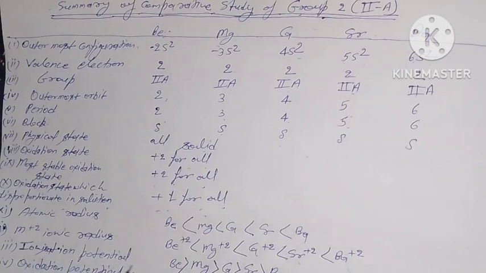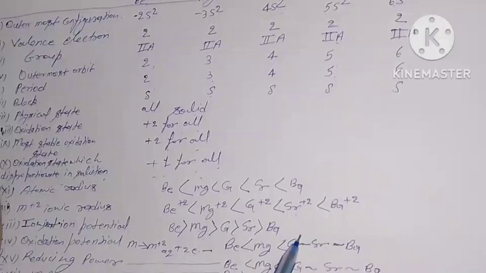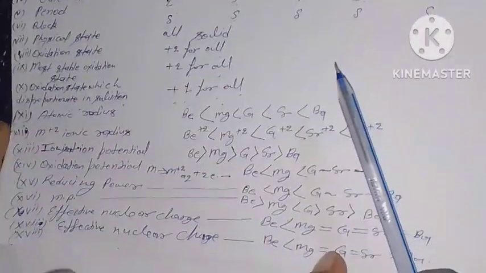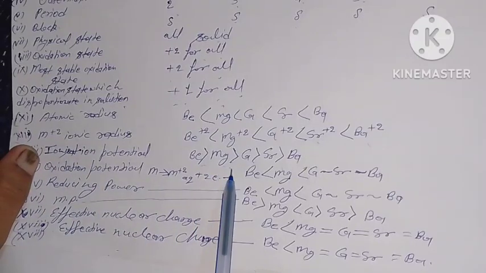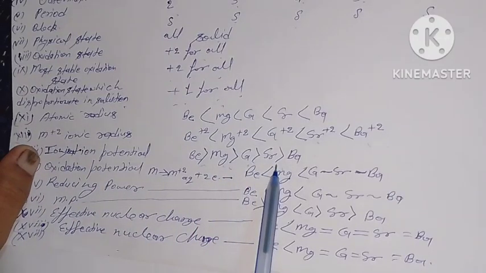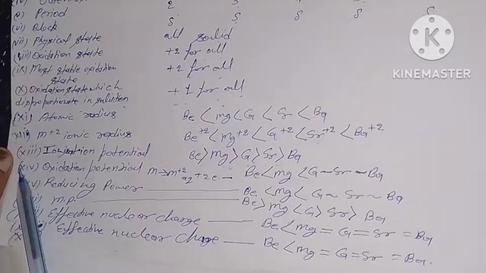Ionization potential: beryllium ionization potential is very large of all elements of that group. The ionization potential of beryllium is greater than magnesium, is greater than calcium, is greater than strontium, is greater than barium.